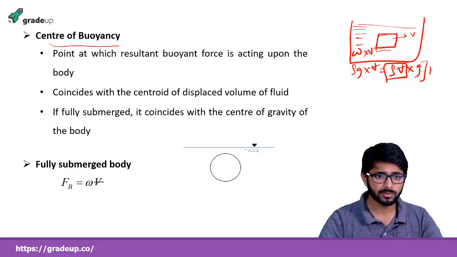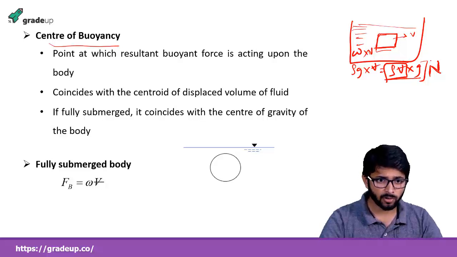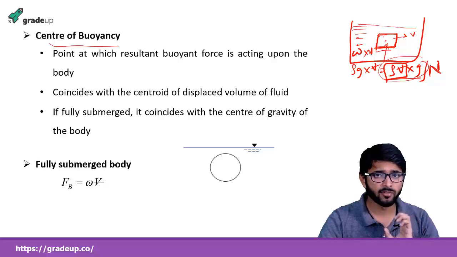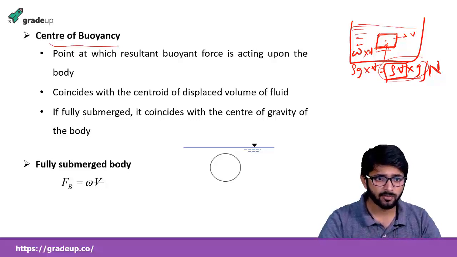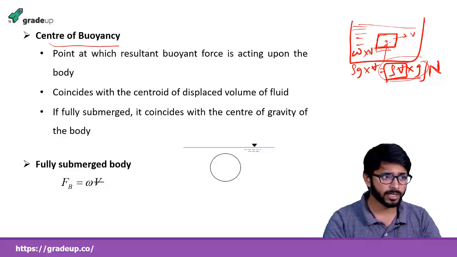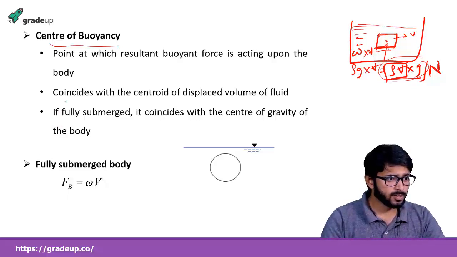So it will become some Newtons. This much weight of fluid has been displaced as we have submerged that body. So this much force will be acting in the upward direction, and that force will act at the centroid of the displaced volume. That point is known as the center of buoyancy. It coincides with the center of the displaced volume.